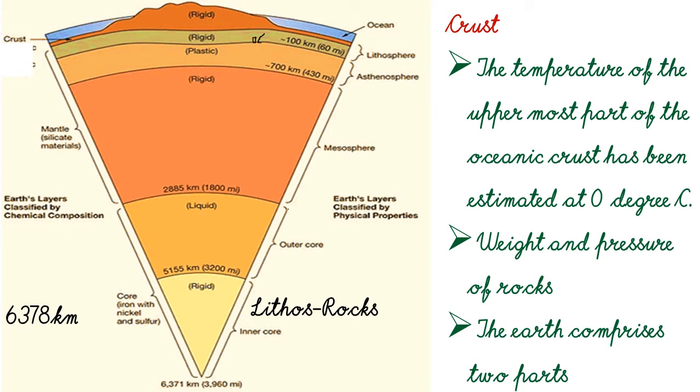The upper part is the continental crust and the lower part is the oceanic crust. The upper continental layer is lighter because it consists of silicates and aluminium. The lower layer is dense because it consists of silicates and magnesium. The outer crust has valuable soils and provides us with most of the minerals.